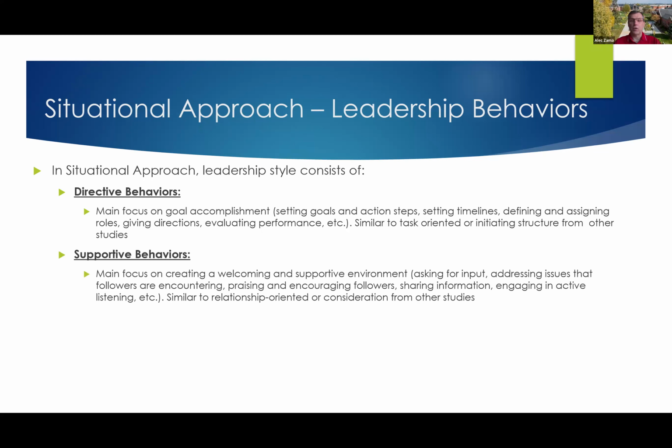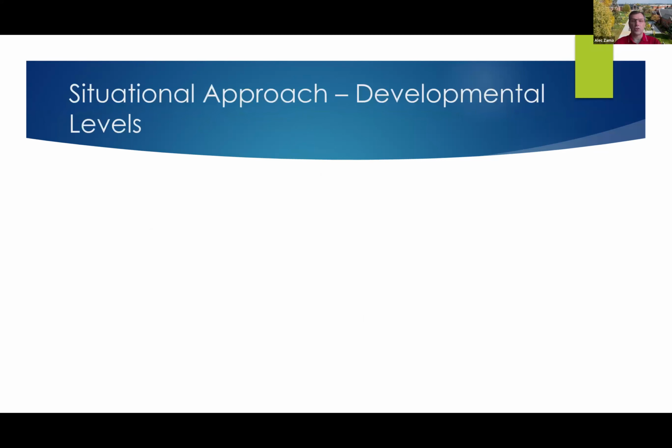And then supportive behaviors. Supportive behaviors are very similar to the relationship-oriented behavior from the behavioral school of leadership, and they are aimed at creating a welcoming and supporting environment. For example, a leader might ask for input, address issues that followers are confronted with, praise and encourage them, show empathy, share information, engage in active listening, anything that will provide support for followers. These leadership behaviors can be categorized from low to high on each dimension. In other words, the leader could have low engagement in directive and high in supportive, and vice versa.